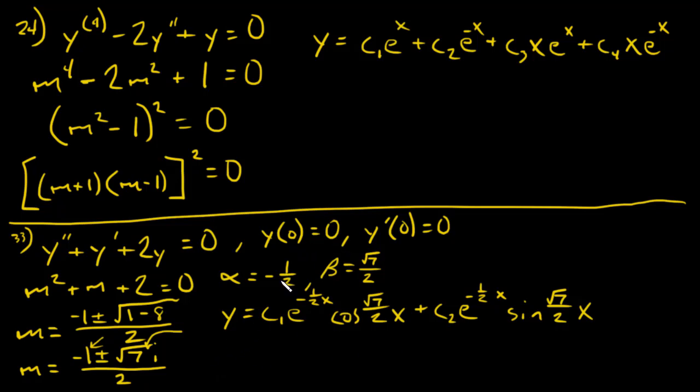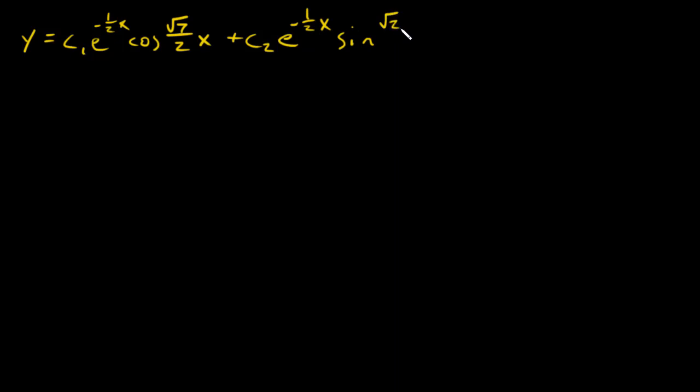Plug the very first one in. Oh, I can already see I'm going to need more space, aren't I? Oh well. Let me go ahead and clear and start fresh because I'm going to need the room. All right, so we had y is equal to c1 e to the negative 1/2 x cosine root 7 halves x plus c2 e to the negative 1/2 x sine root 7 over 2 x. And the initial conditions are y at 0 equals 0 and y prime at 0 equals 0.